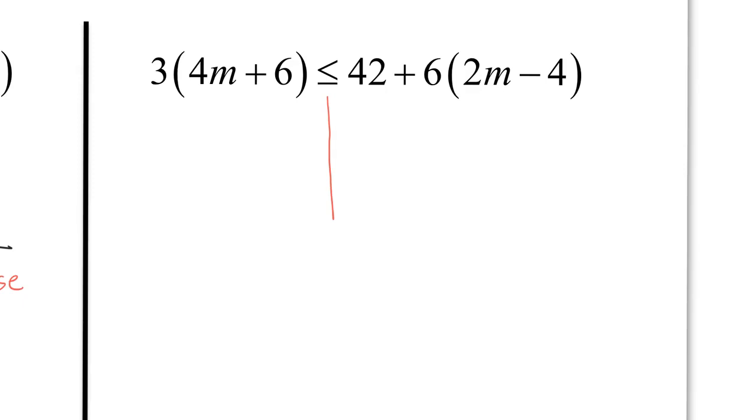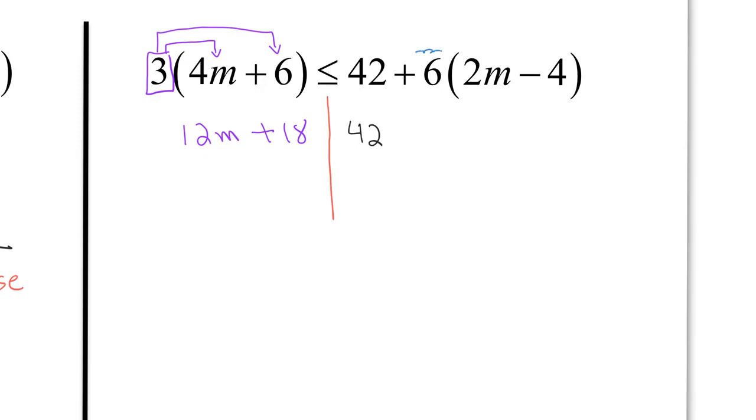But let me just go back over here to multiply. So I am going to multiply the number outside, the 3, times the 4m here. That's going to be 12m. And then I multiply 3 times the 6 over here, and that's going to be 18. On the other side, you bring down the 42. You do not do anything to that number, so we have a 42 here.